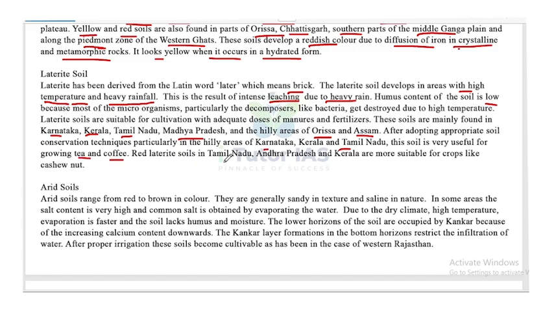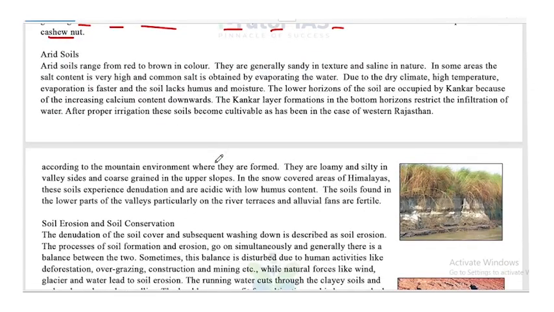Red laterite soil in Tamil Nadu, Andhra Pradesh and Kerala is most suitable for crops like cashew nut. Okay, so the red laterite soil is also suitable for crops like cashew nut.